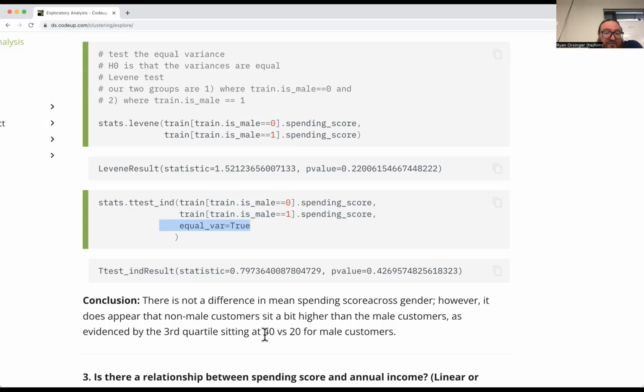And what do we get back from our t-test for independence? Well, our t-test gives us back the t-statistic. It also gives us a p-value. And you know what? That p-value is just so dang high, we don't have enough evidence to support rejecting the null hypothesis that spending score is significantly different based on gender. It's a pretty high p-value. Right, that's very little evidence that supports rejecting it.